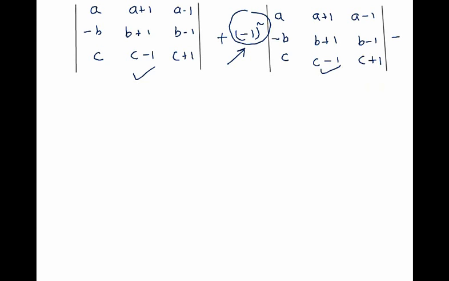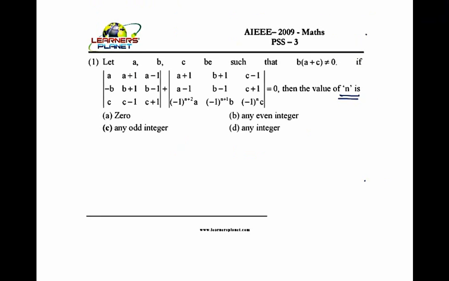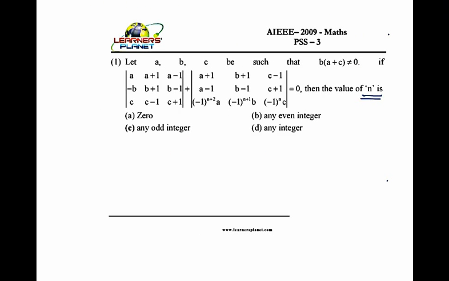to the power n, and their sum will be equal to 0 only if this turns out to be a negative sign. And we know that if this n is an odd number, that is if it is 3 or 5 or any odd number, then only we will be getting minus 1 there, otherwise we will be getting plus 1, and if plus 1 is there, then we are not sure that it will become 0. It can be 0, it can't be, but if n is an odd number, then we are very much sure that their sum will turn out to be 0. So our answer should be any odd integer, and we can see here it is the option number C.